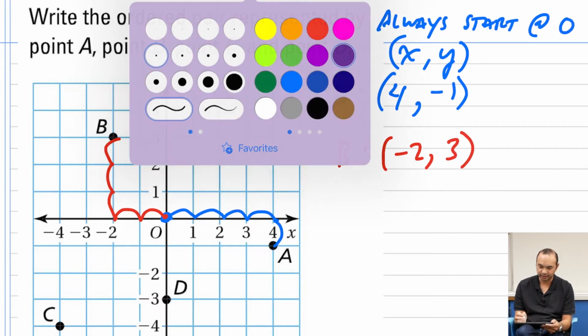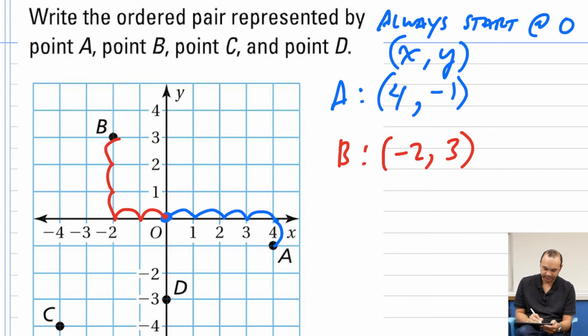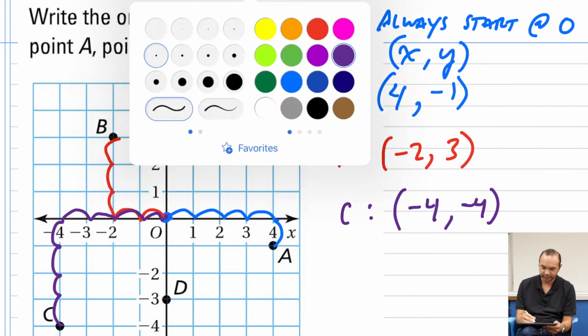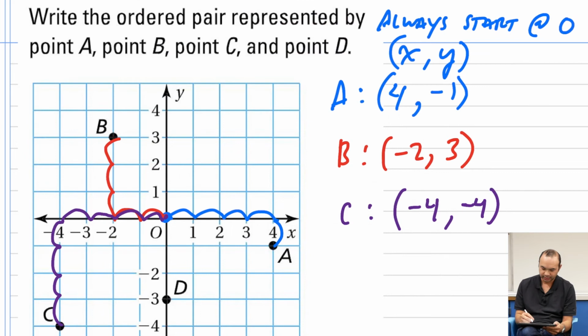Let's keep going. Here, let's look at point C. Again, start at 0. I had to go left 1, 2, 3, 4, so that's a negative 4. And then I had to go down. Down is a negative direction too, so I have to go 1, 2, 3, 4, which is also a negative 4. So my ordered pair for C is (-4, -4). And then finally, to close it off with point D, I'm going to start at 0, and let's see, which way do I go?